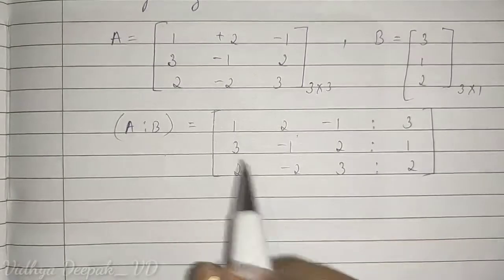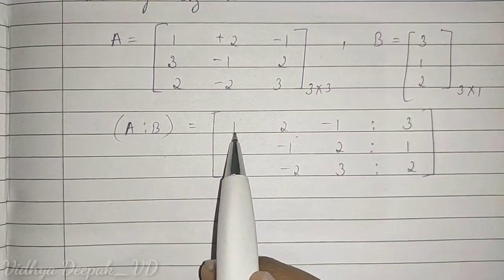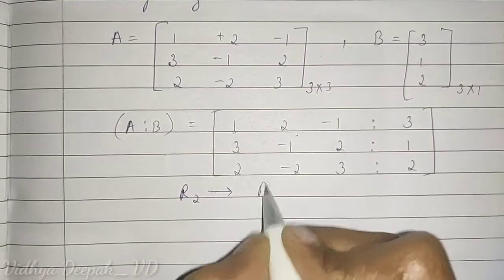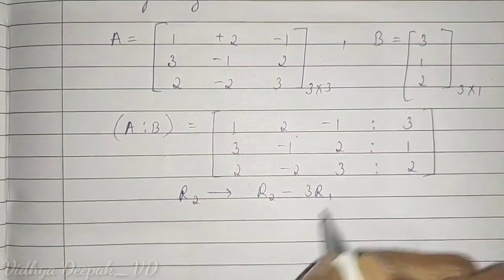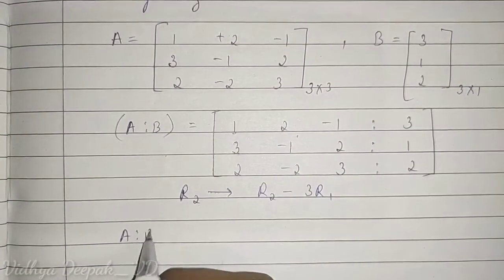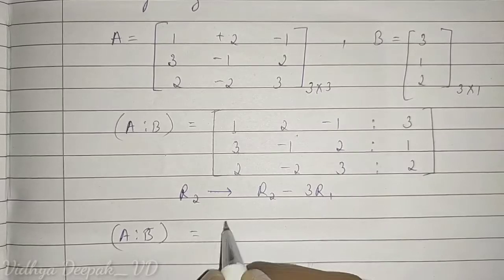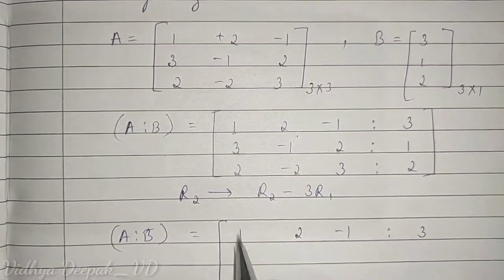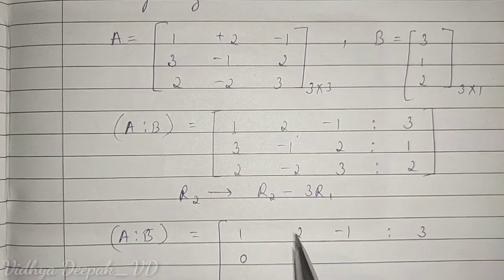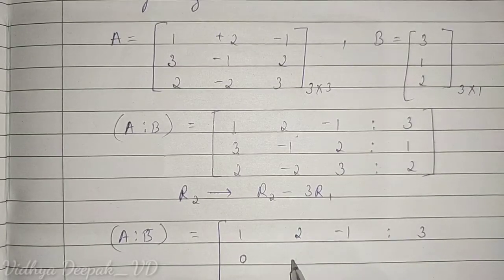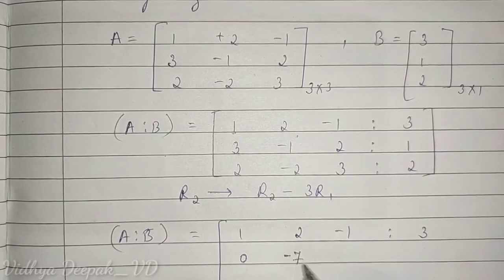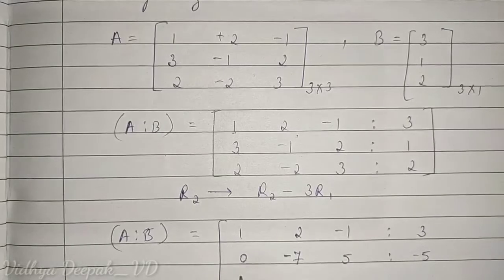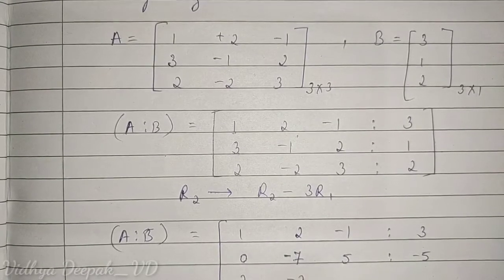So what is your first step? This is 1, so it's already 1. This has to be 0, so we can perform R2 changes to R2 minus 3 R1. So performing this operation, what will you get? We get 1, 2, minus 1; and 3 minus 3 becomes 0. 3 2s are 6, minus 1 minus 6 becomes minus 7, and this becomes 5, minus 5. And again writing the last row as it is.